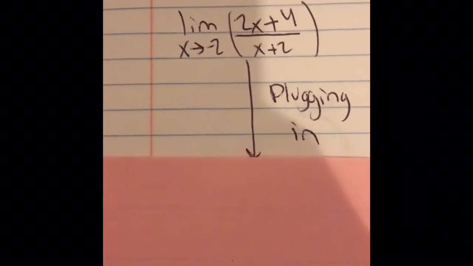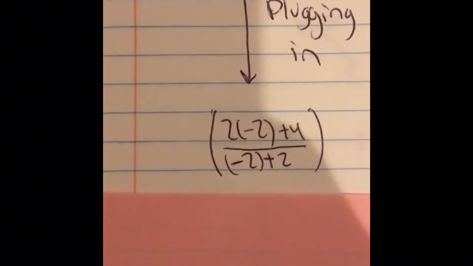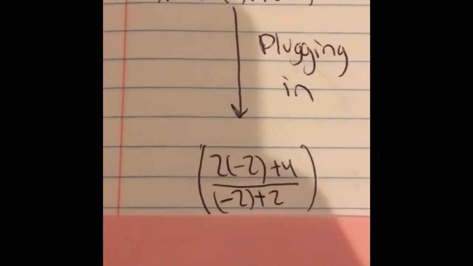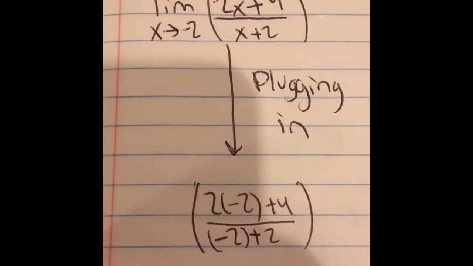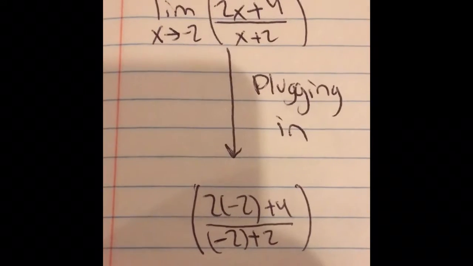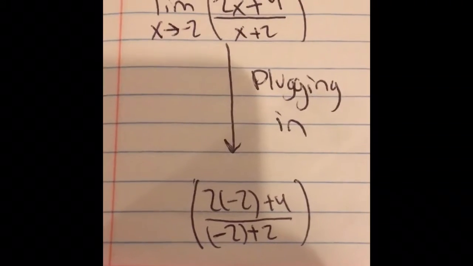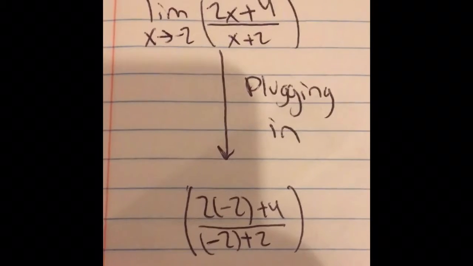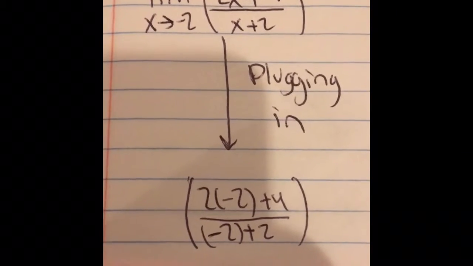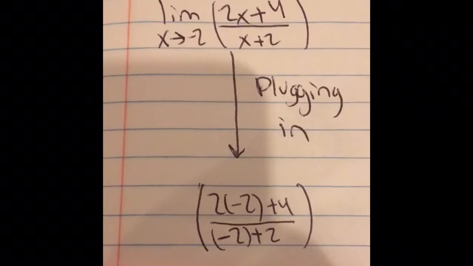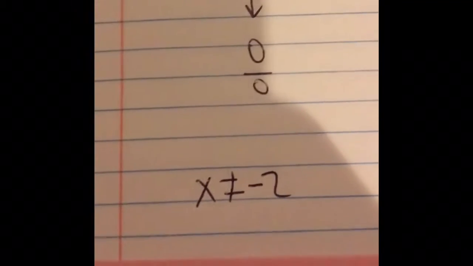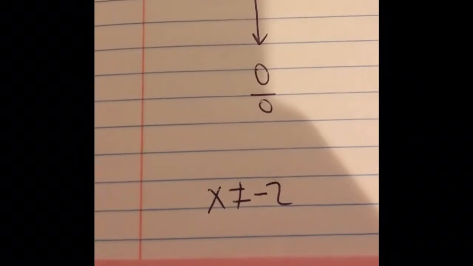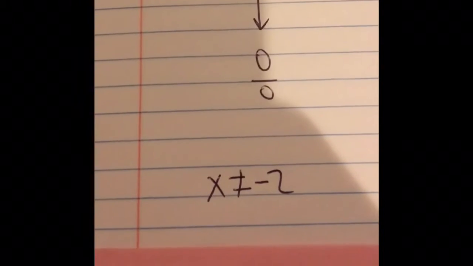Plugging in. So we put -2 in for all the x's. When we get to this stage, all we're going to do is just solve. So 2 times -2 is -4, plus 4 is 0, and -2 plus 2 is 0. This means that we have 0 over 0, and there is no value for x at -2. So the point is undefined.